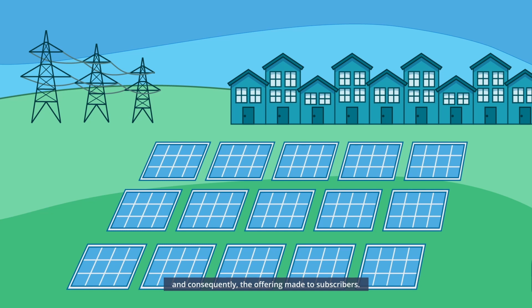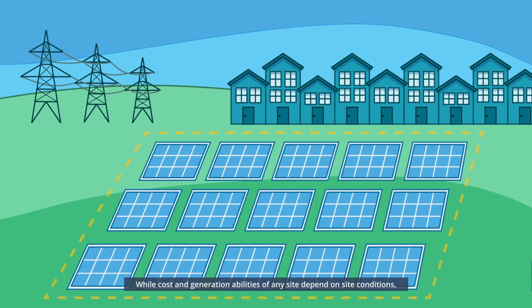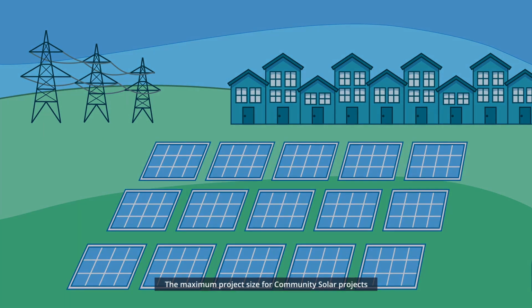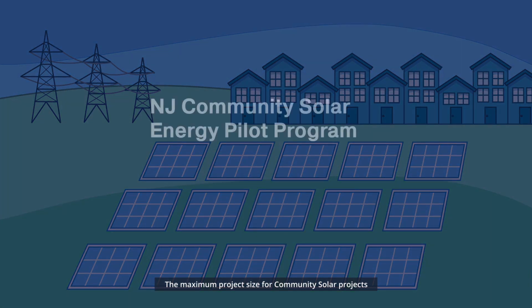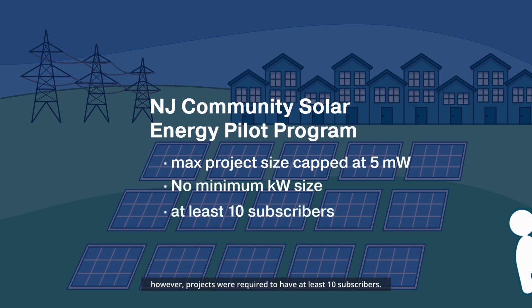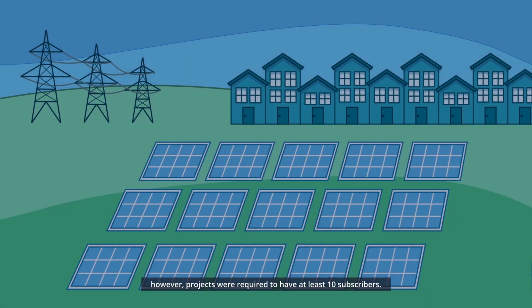The site selected for a community solar project can impact the cost to build the project and, consequently, the offering made to subscribers. While cost and generation abilities of any site depend on site conditions, on average 5 acres of panels can host photovoltaic panels representing about 1 megawatt of solar, which would typically serve 100 to 200 households. The maximum project size for community solar projects in the New Jersey Community Solar Energy Pilot Program was capped at 5 megawatts. The pilot program had no minimum kW size requirements. However, projects were required to have at least 10 subscribers.